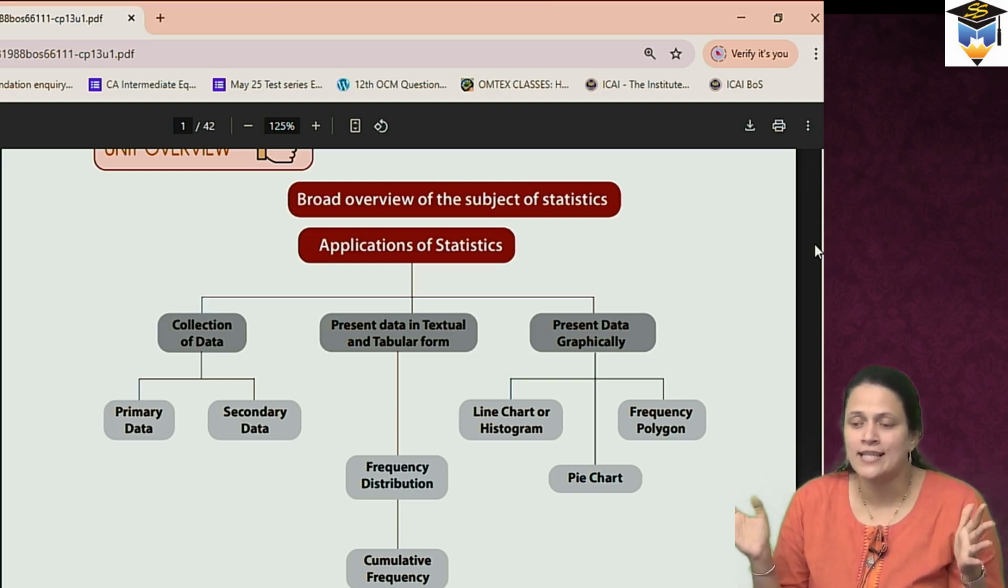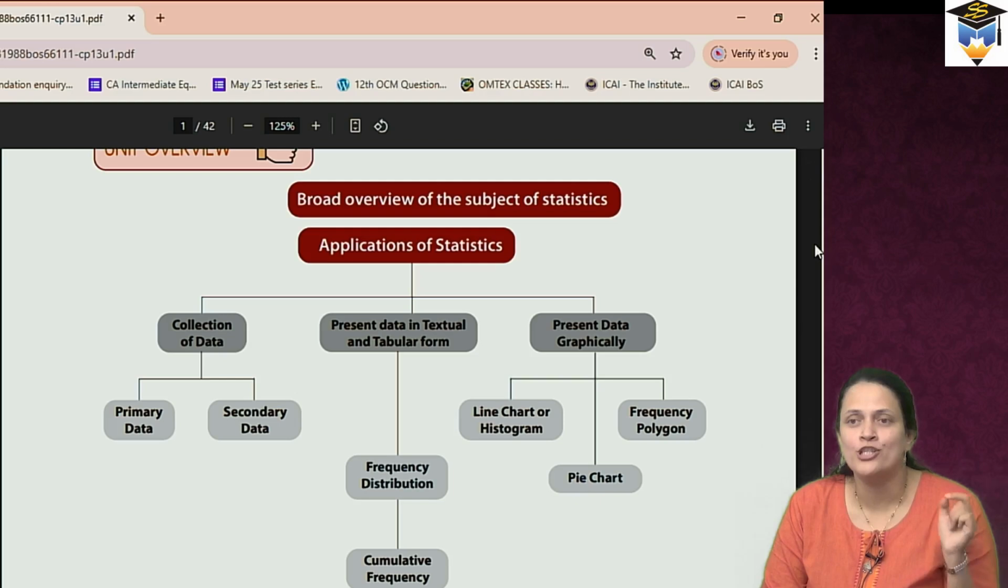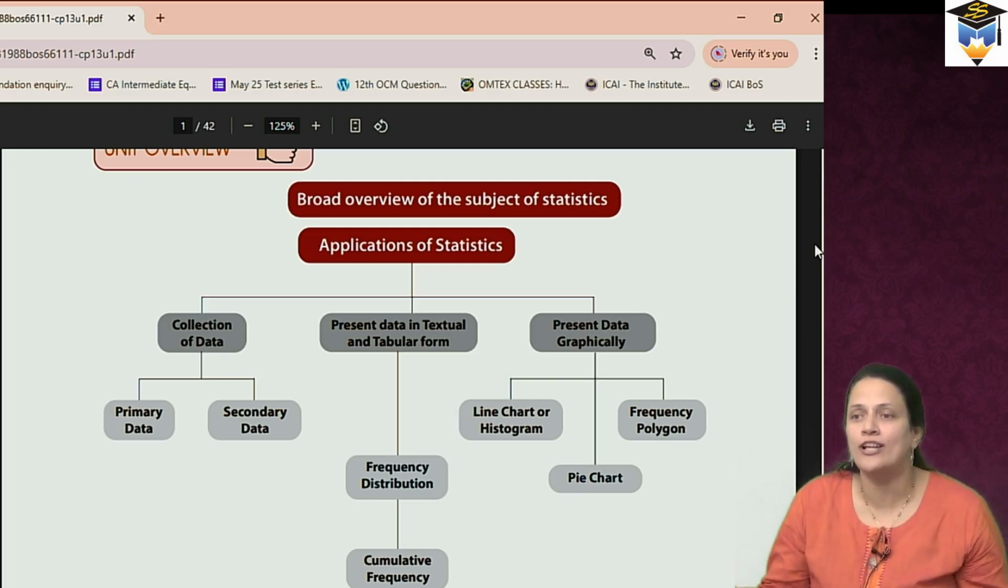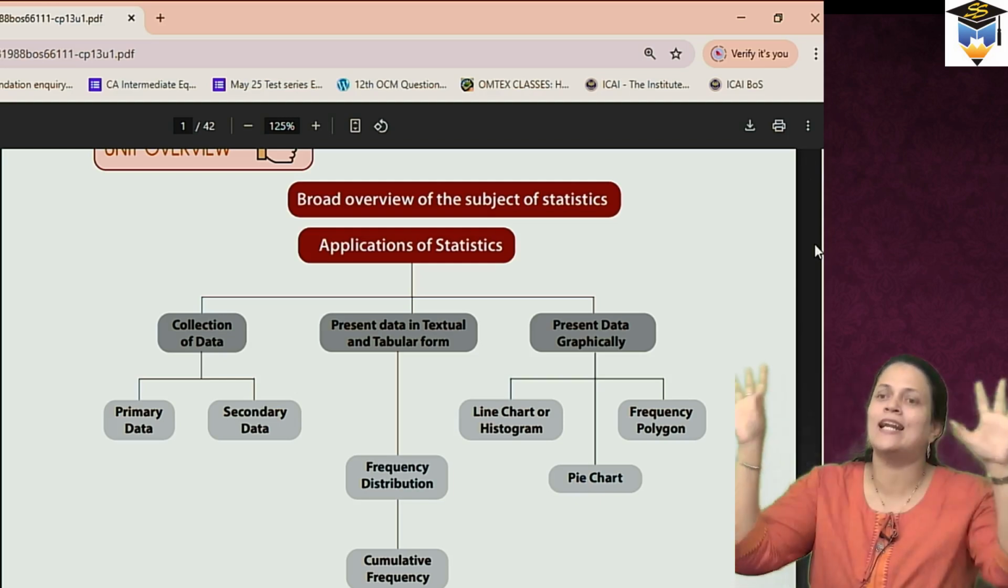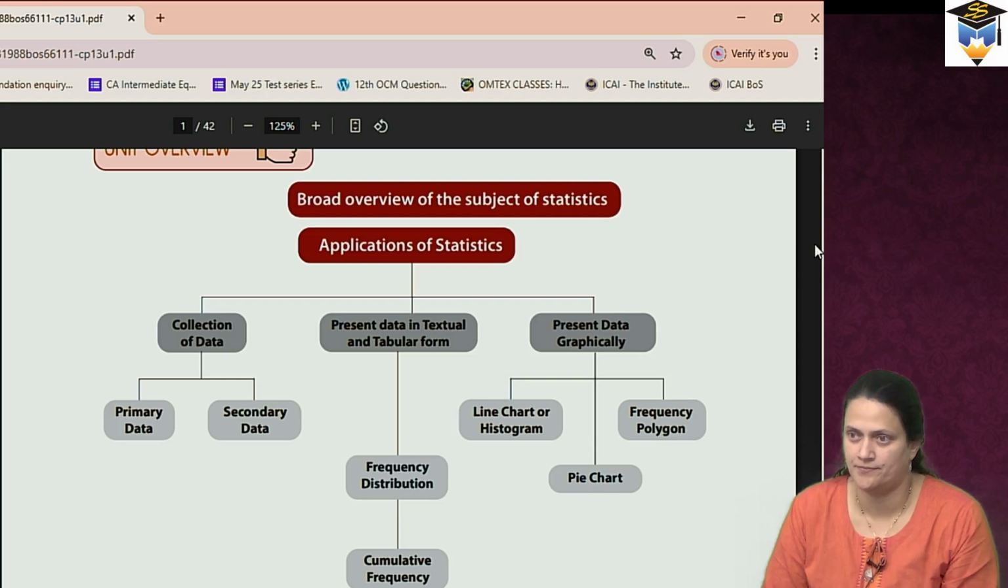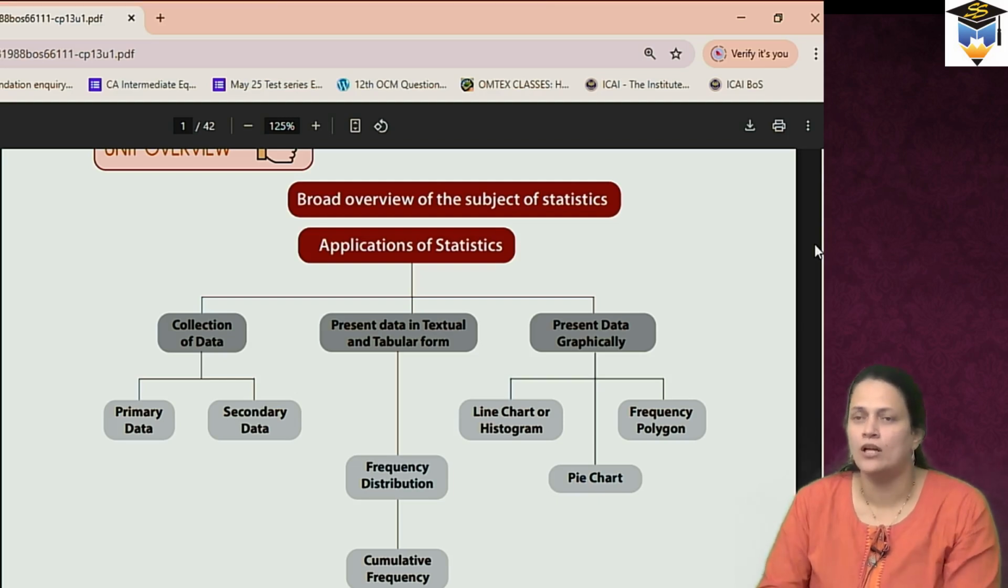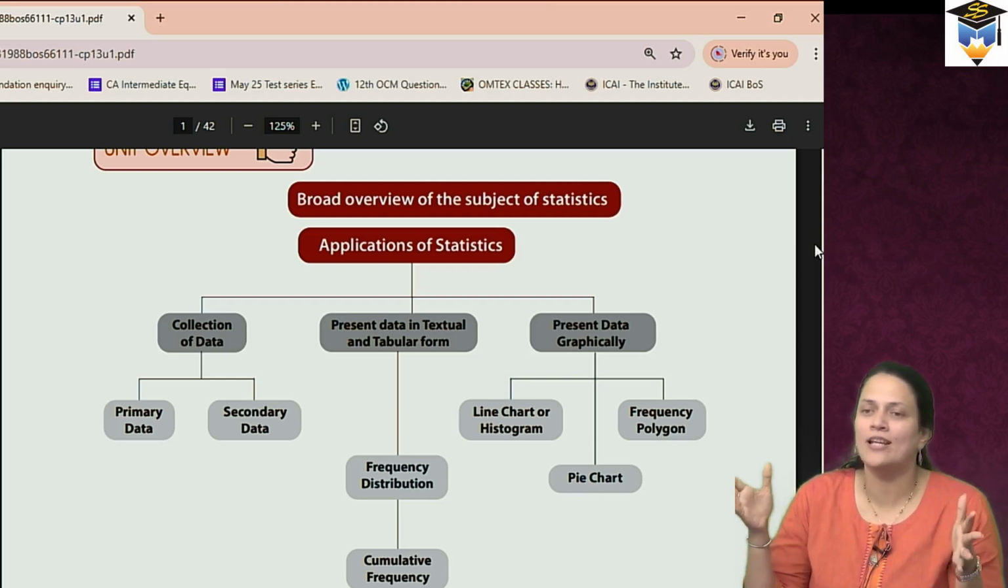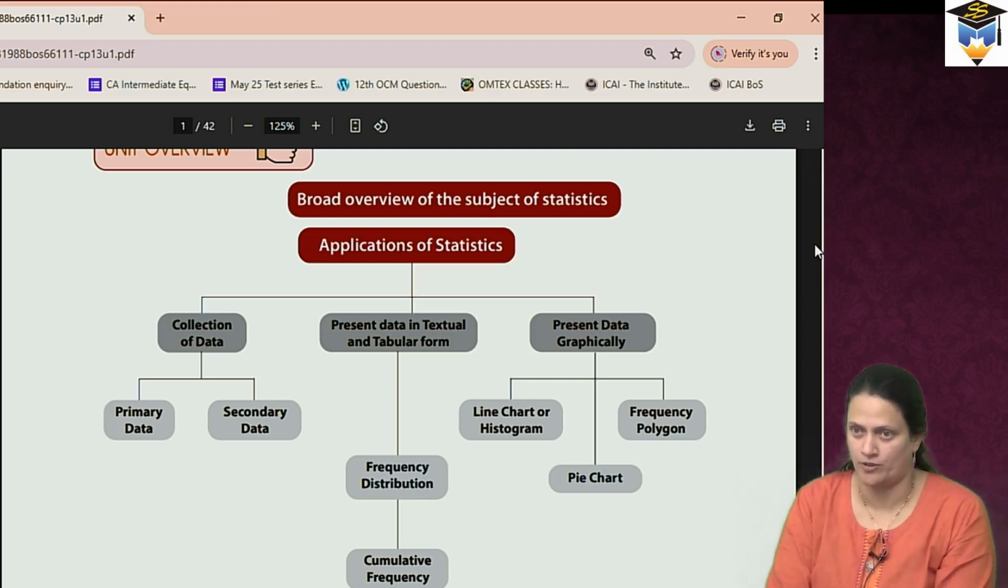So basically, statistics is a branch of mathematics which is used when a large amount of data is available, and based on that large amount of data, some conclusions have to be drawn. Samajh mein aaya? Now this is a very limited data that we are talking about.